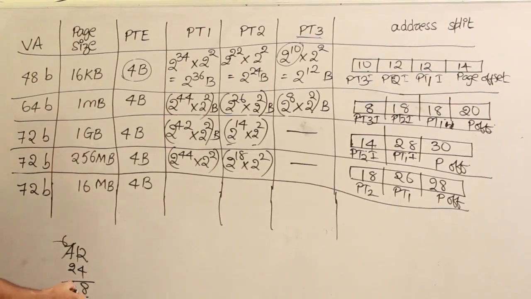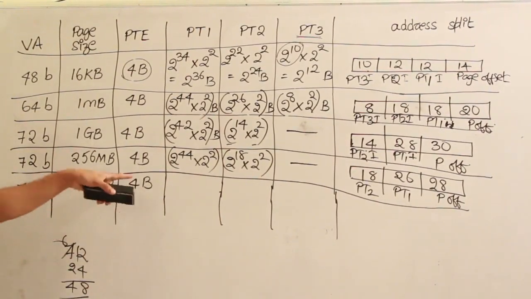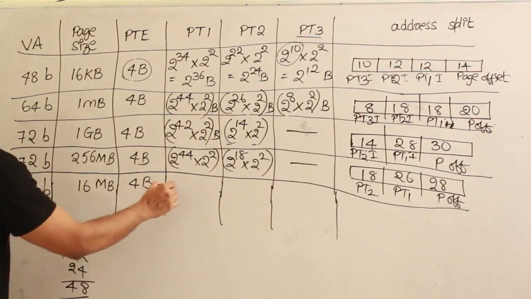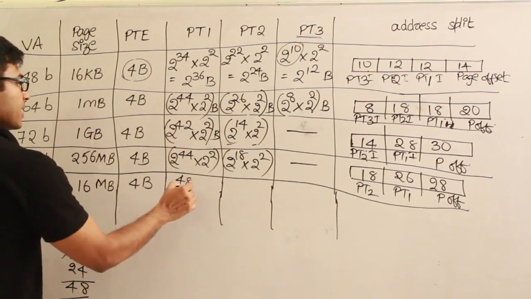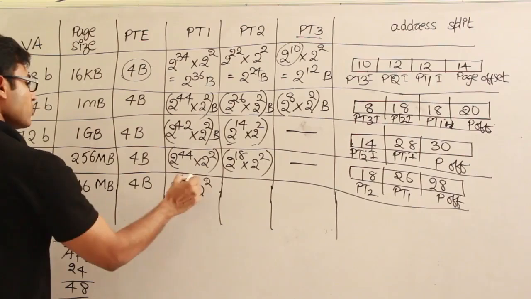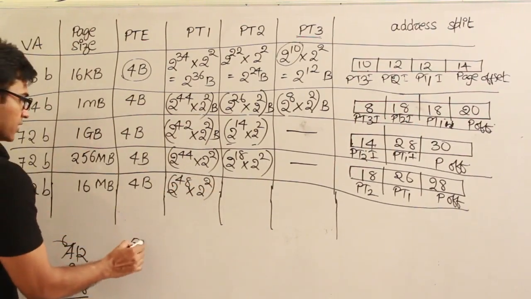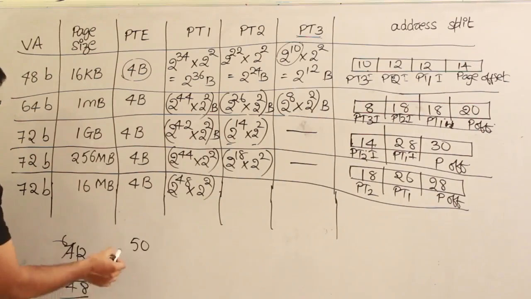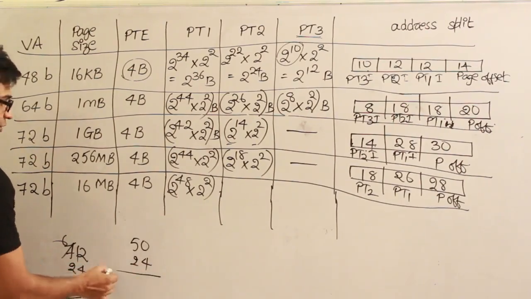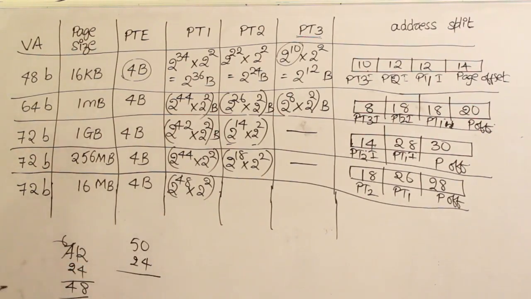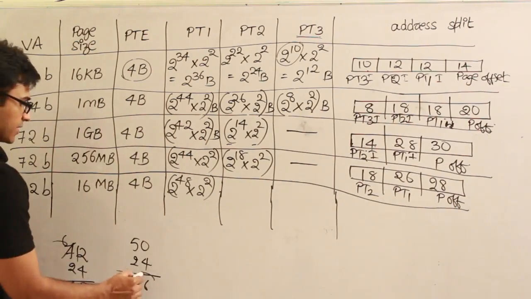Yeah. So 2 power 48 pages are present. Therefore how many entries will be present in page table 1? 2 power 48 entries will be present, and the size is 2 power 48 into 2 power 2, which is 2 power 50. And now from this 50 bits I have to again subtract 24. I think you are following the logic, or if you don't follow the logic, you just follow the first example. And now it is going to be 26 bits, right?